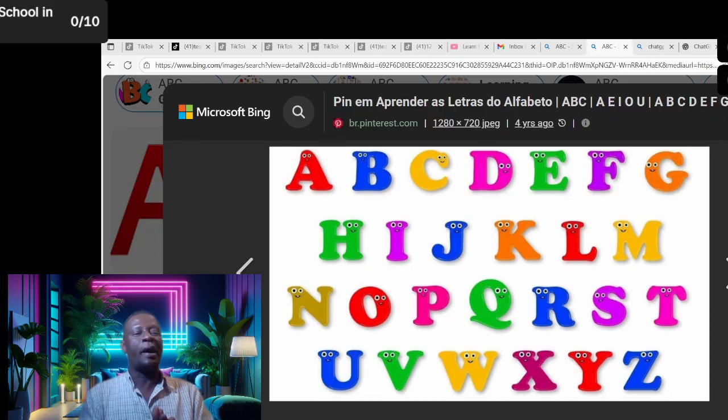Today we are having a lesson about the 26 letters of the English alphabet. We have capital letters: capital A, capital B, capital C, capital D. When they are in lowercase, we say lowercase a, lowercase b, lowercase c, and so on and so forth.